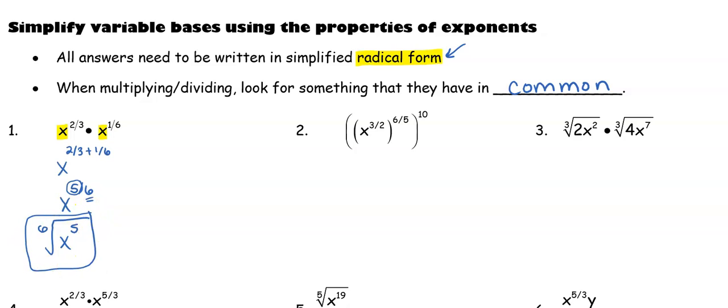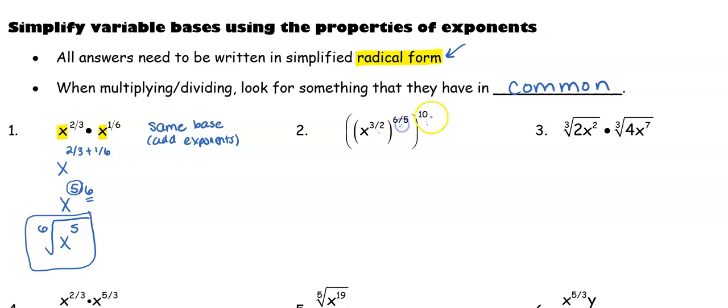For number 2, we have one base of x, and we have 3 halves, 6/5, and 10. This is a power to a power to a power. We had 2 pieces in number 1. We had the same base, and that's how we were going to add the exponents. In number 2, we don't have multiple pieces that we're putting together. That's why we didn't look for that common piece, because I only have one base. I don't have multiple bases.